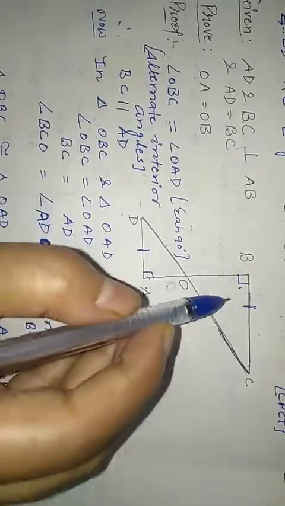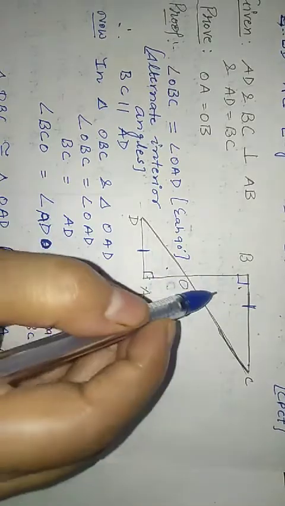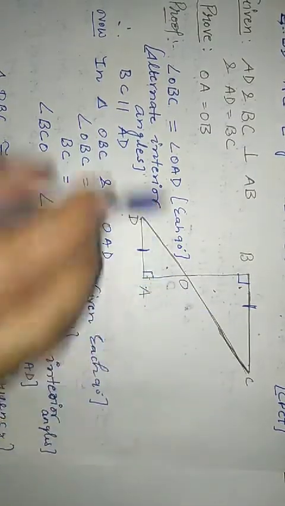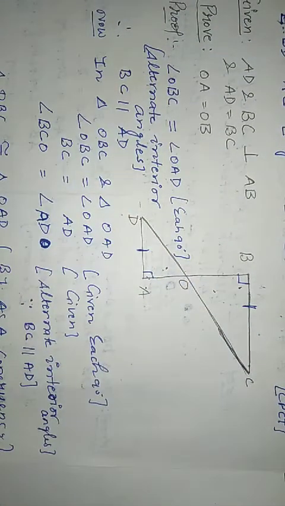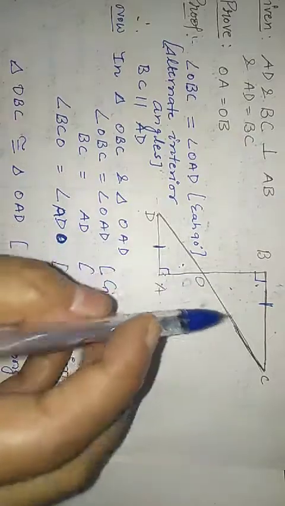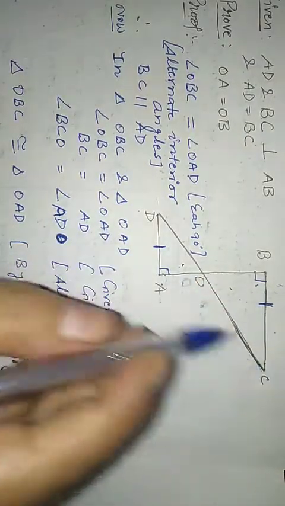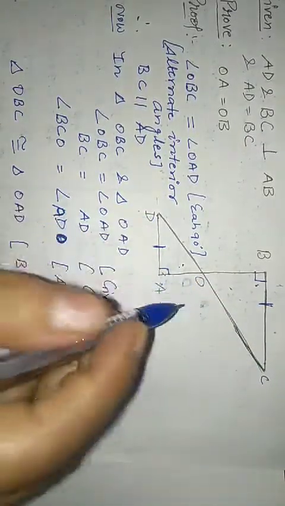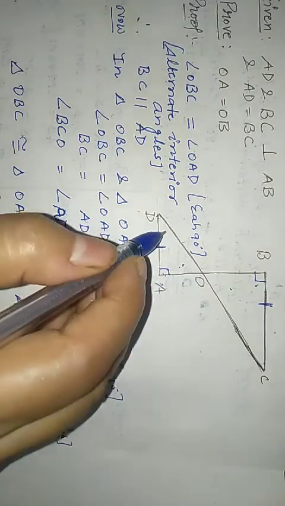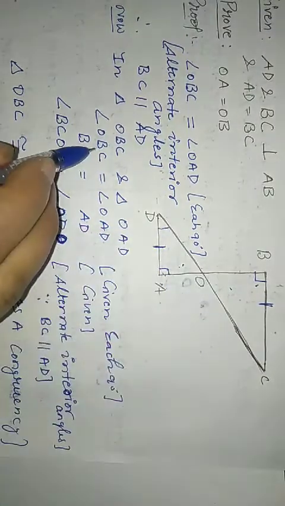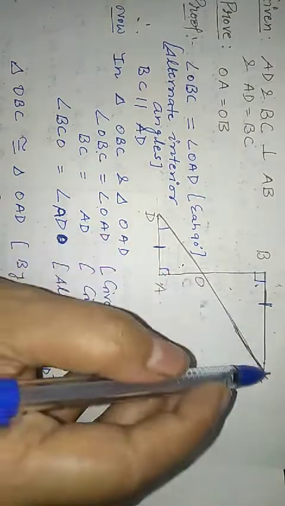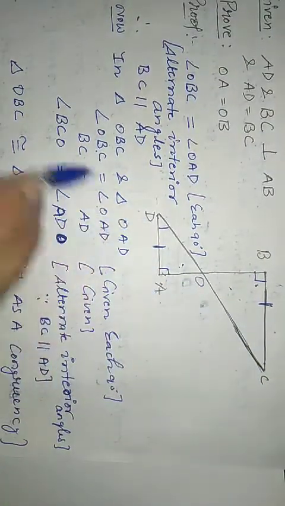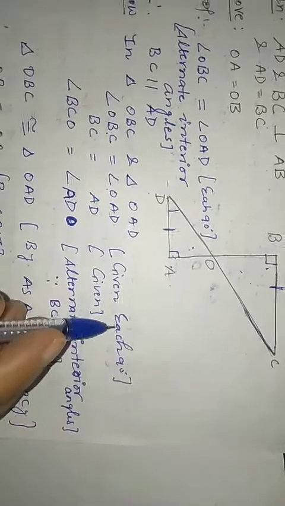So we take these two triangles now, OBC and OAD. We have to prove that CD bisects AB. So it means that OA is equal to OB, we want to prove. So these two triangles we will take, OBC and OAD. In that, these two angles are equal because these are 90 degrees.